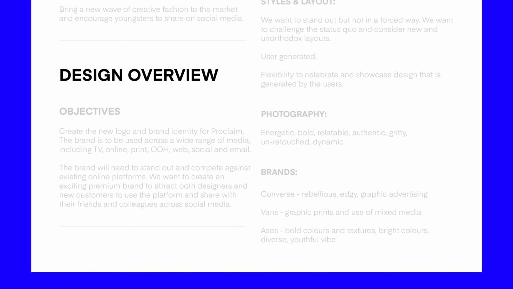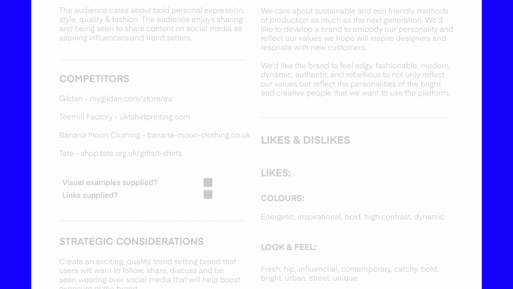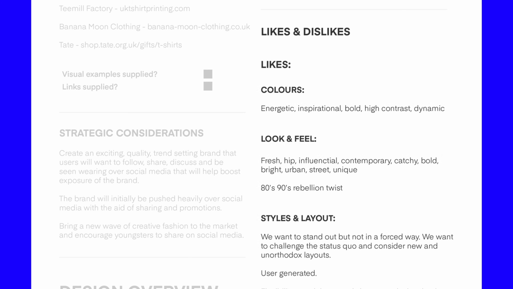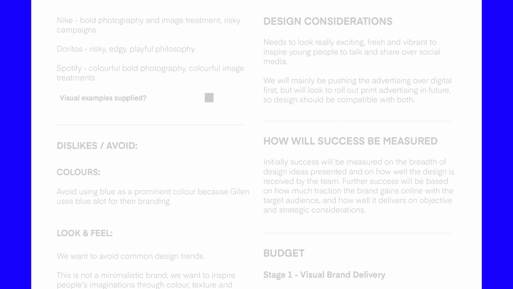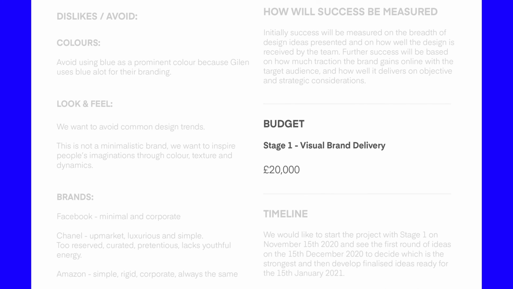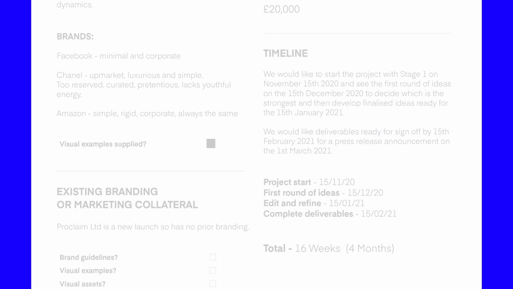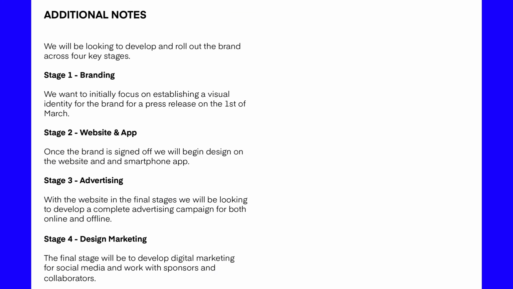This is the standard information you would want to get to introduce a designer to the full context of a project. Next we have the design overview, where we can decide on the scope of the design. So here we have objectives, impact, likes and dislikes, existing brand marketing collateral, design considerations, how will success be measured, budget, timeline, deliverables, and additional notes.